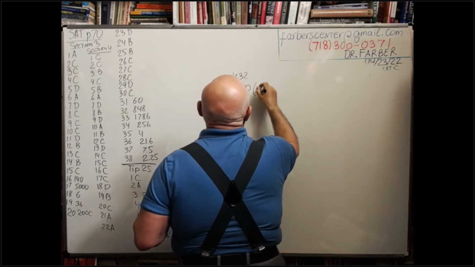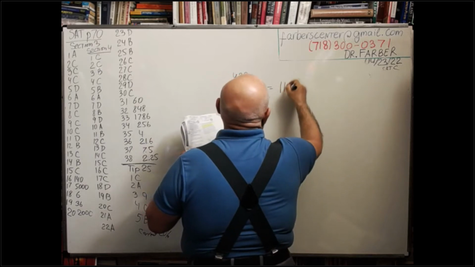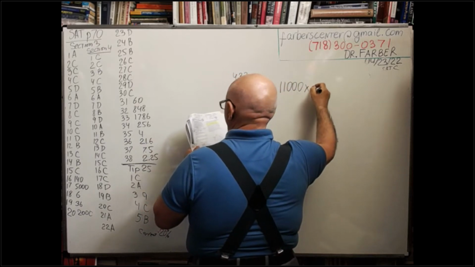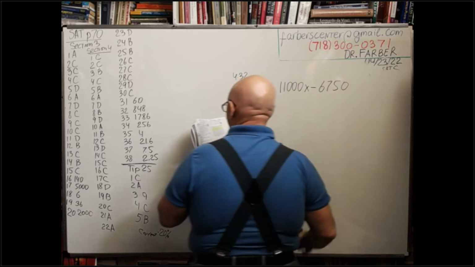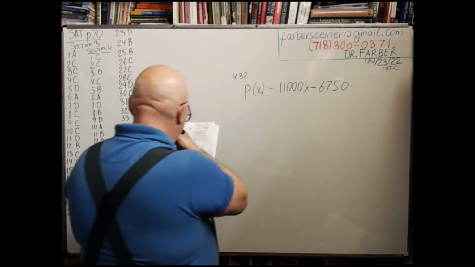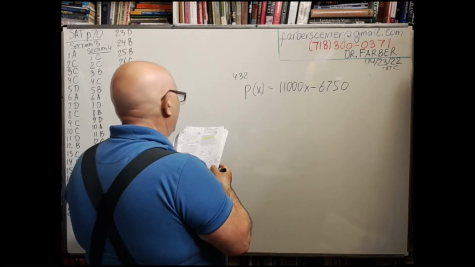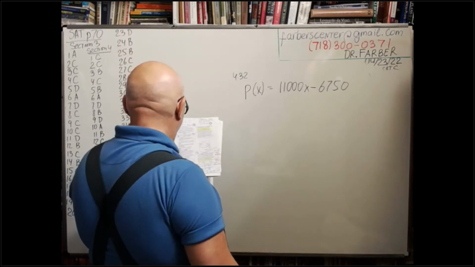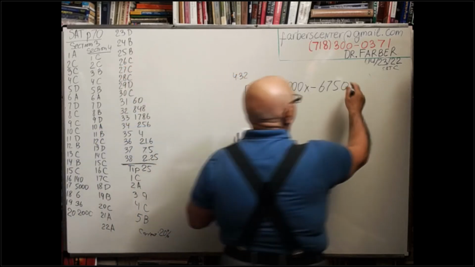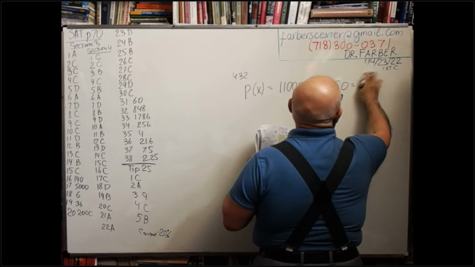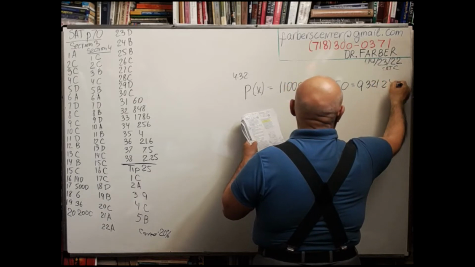And we have P of x equals 11,000 x minus 6,750. Okay. And they said, and what is P of x? It's profit. And this profit must equal 9 million 321,250.